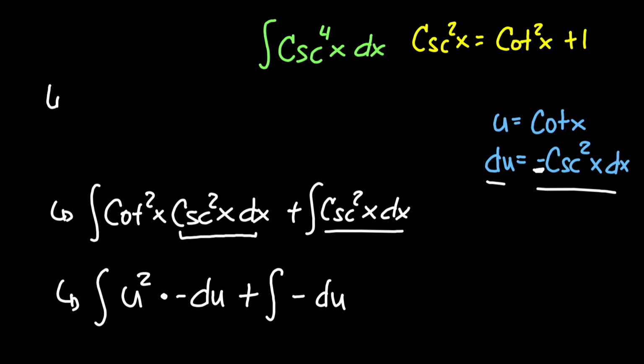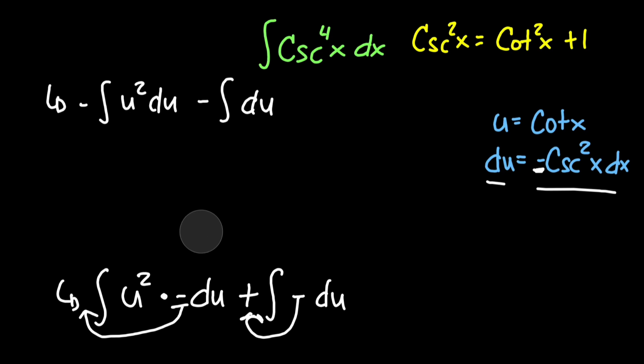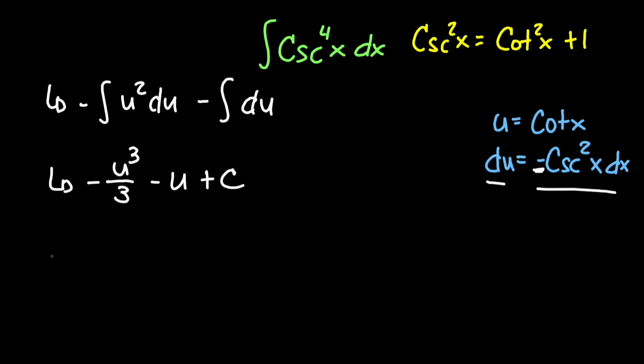And so simplify this. We can put the negative sign outside the integral. So this would be equal to negative the integral of u squared du minus the integral of du. So taking the integral of u squared, this would be u to the power of 3 over 3. And the integral of du is simply u plus c. Thus, the final answer for this would be equal to negative 1/3 cotangent cube of x minus cotangent of x plus c.